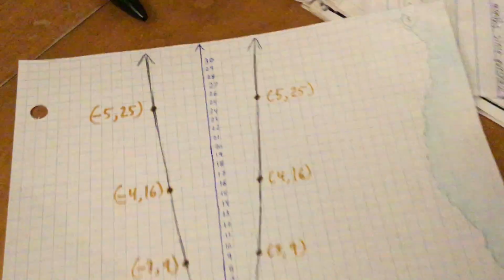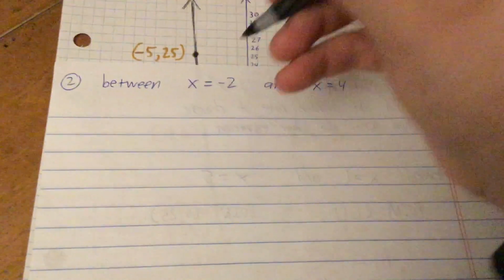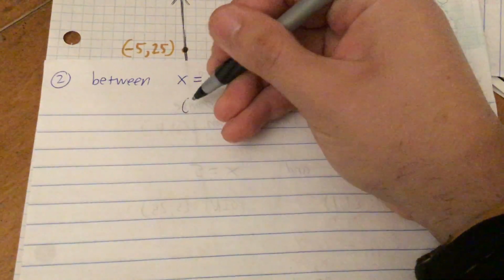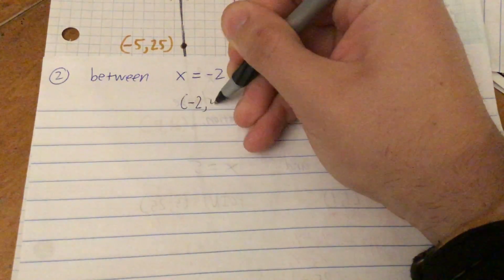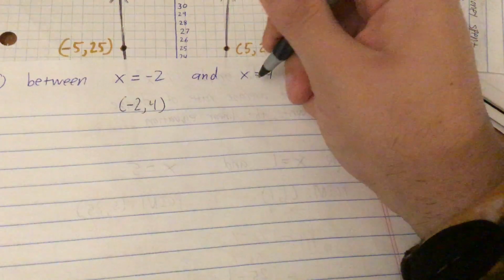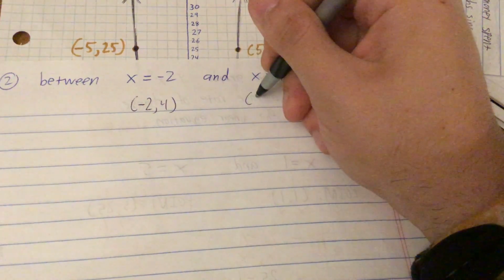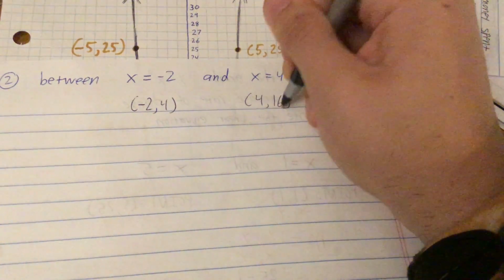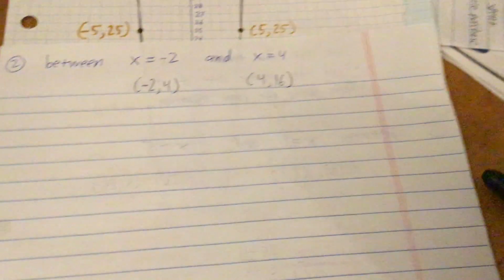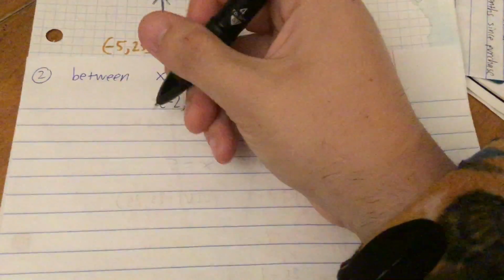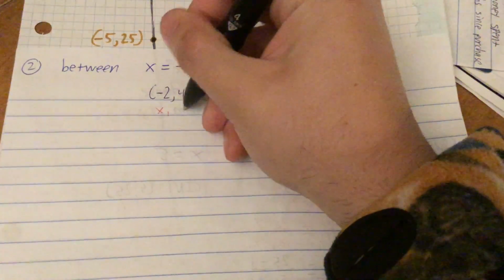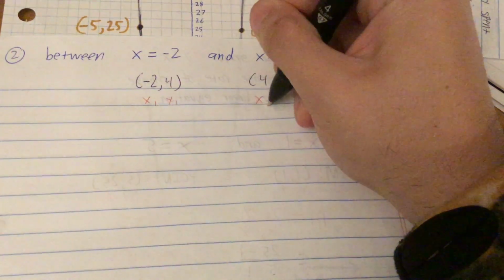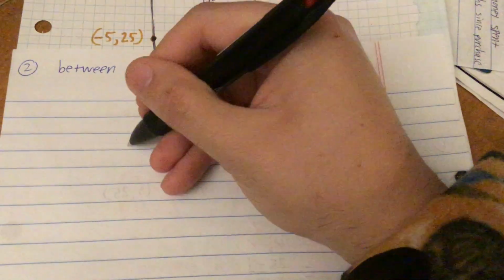So x equals -2. At -2, y is 4. So -2 comma 4 is 1 point. At x equals 4, y equals 16. So 4 comma 16 is the second point. So what I need to do now is label them x1, y1, and x2, y2, and write the slope formula.